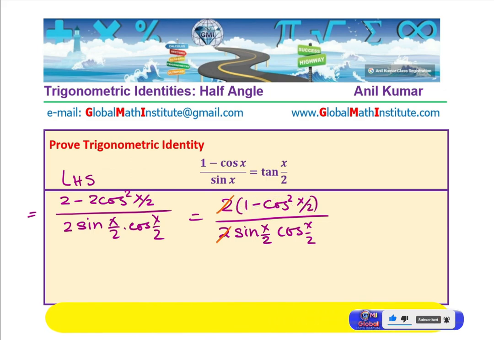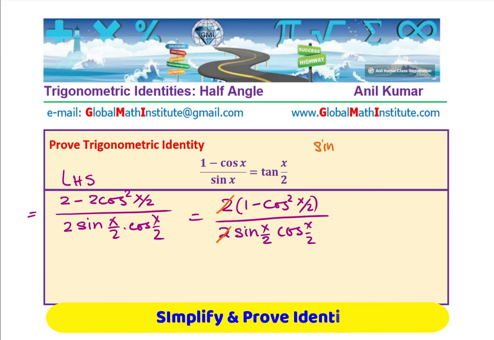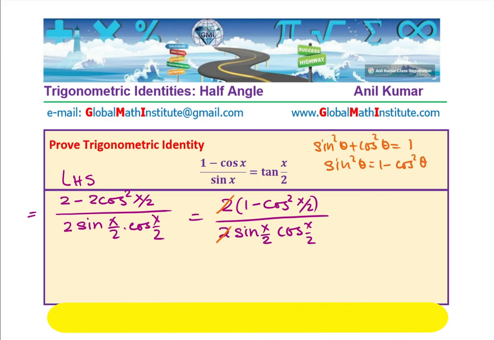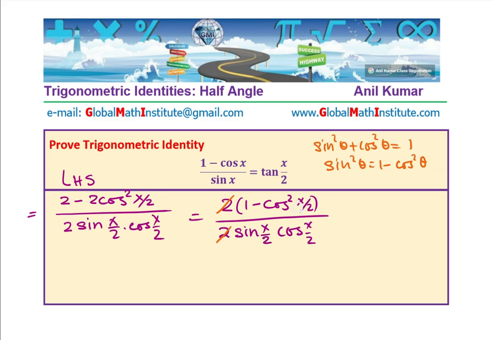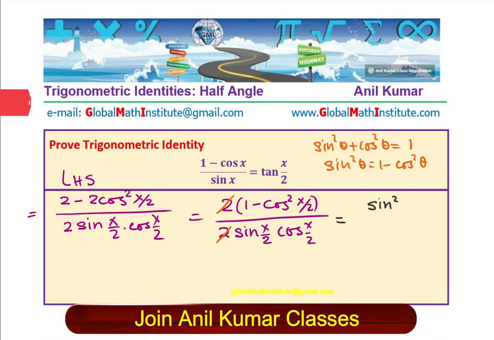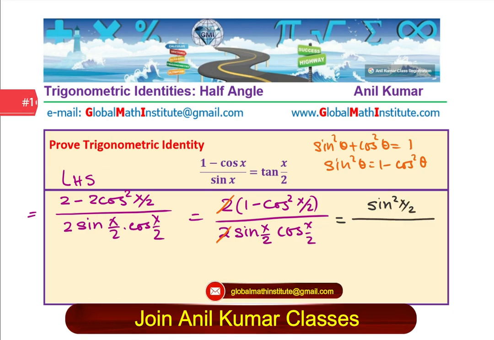Since you remember, sin square theta plus cos square theta is 1. So sin square theta is 1 minus cos square theta. We have 1 minus cos square theta right there, right? So we could write this as sin square theta, theta being x by 2. So in the numerator, I'm changing that to sin square x by 2, correct? And in the denominator, we have sin x by 2 times cos x by 2. Make sense?